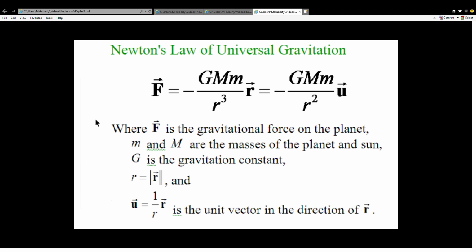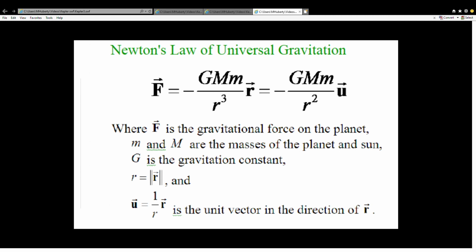Okay, so our force vector, little m and big M are the masses of the planet and the sun, or actually can be the masses of any two objects gravitationally, but in this case it's the planet and the sun. Big G is the gravitation constant. The fancy R is the magnitude of the vector between the two objects. And finally, the u vector is the unit vector in the direction of the R, which is what corrects for the two different notations. And we'll use both forms of this when we go through the proof.